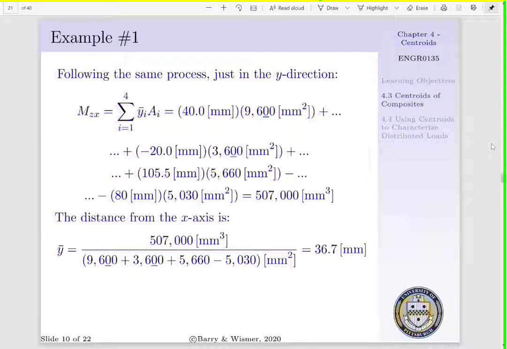To determine our distance from the x-axis, i.e. y bar, we're going to take M sub ZX divided by our total area. Our total area was calculated the same as it was before, and we find y bar to be 36.7 millimeters.